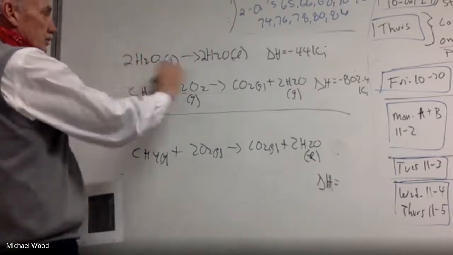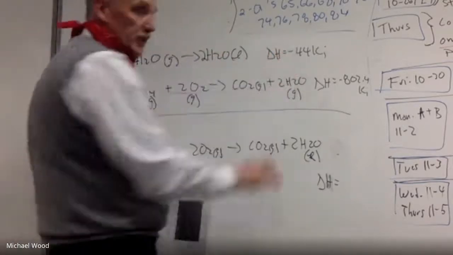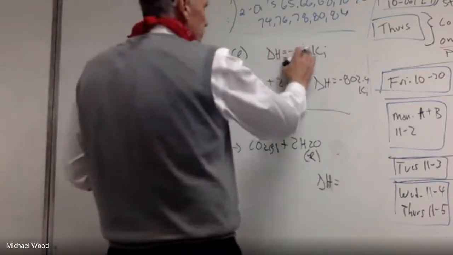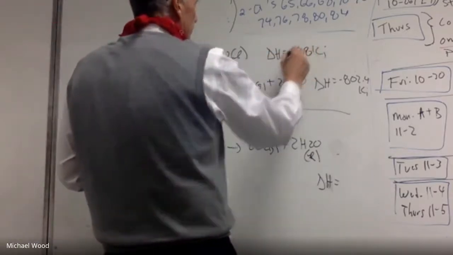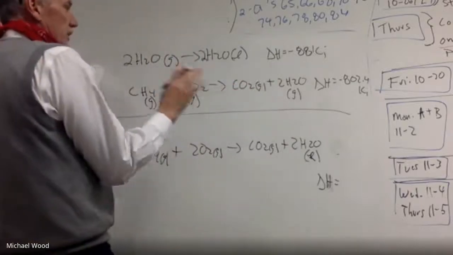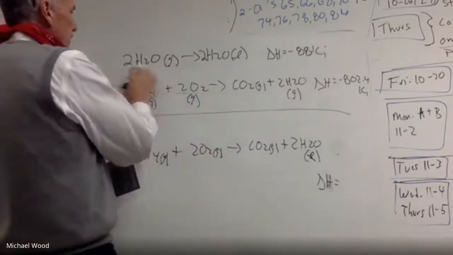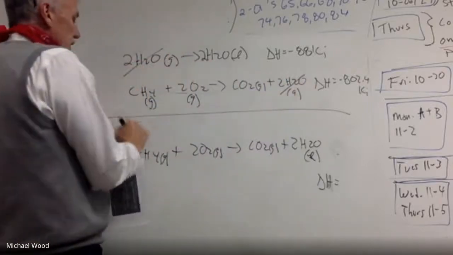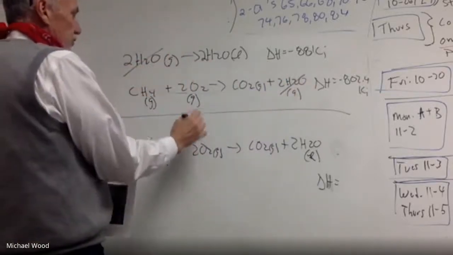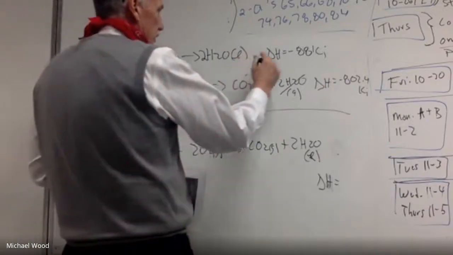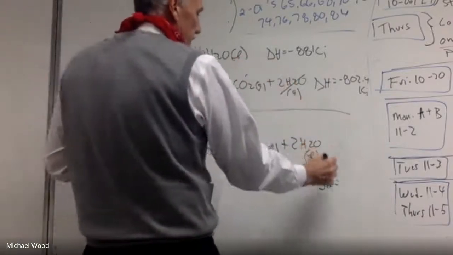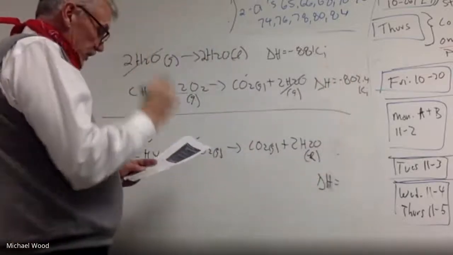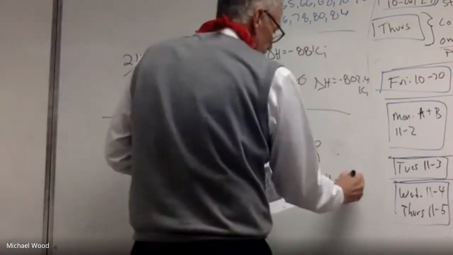But again, if we double the coefficients, we have to double the delta H. So if it's negative 44, I'm going to multiply that by 2, so it becomes negative 88. Now if I total this up, if I have something common on the right and the left, I'll cancel that out. Well, that's what I have here, 2H2O gas on both sides. So I'll cancel that out and look at what I got: CH4 plus 2O2 makes CO2 and 2H2O liquid. And the delta H value now is just to add those two up. If I add those two up, what I get is negative 890.